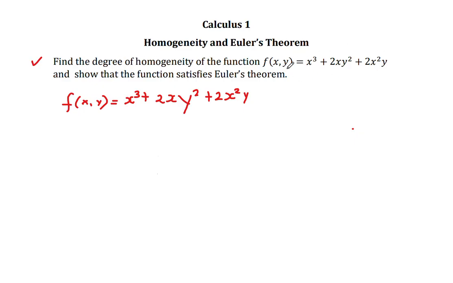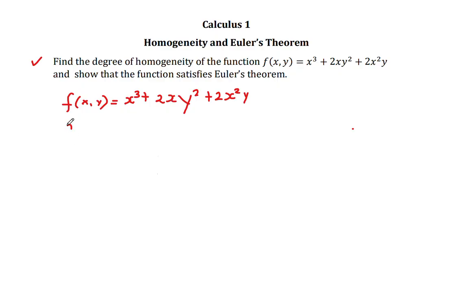This is an implicit function because it is expressed in terms of more than one variable, in this case x and y. So we're asked to find the degree of homogeneity of f of xy equals x cubed plus 2xy squared plus 2x squared y, and show that the function satisfies Euler's theorem.